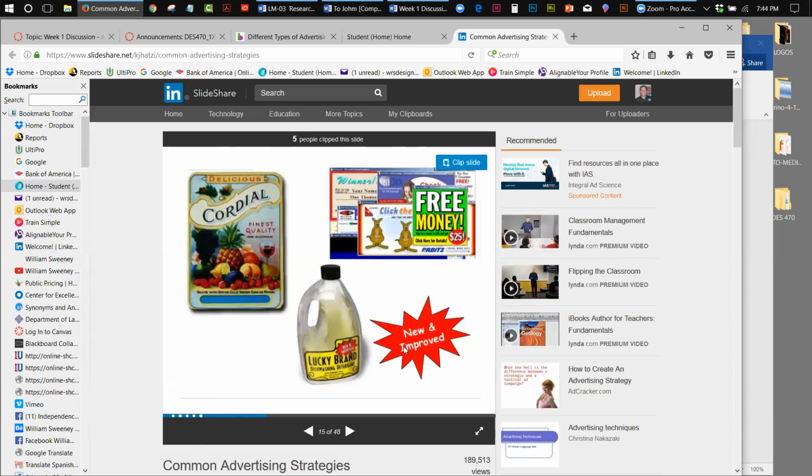Okay. Free money. Lucky brand. What does it say? New and improved. Lucky brand. I mean, is it really new and improved? Maybe, maybe not. It probably has been, but I very seriously doubt that most of these brands actually do improve. You can refine something slightly, but it's not going to radically change it.